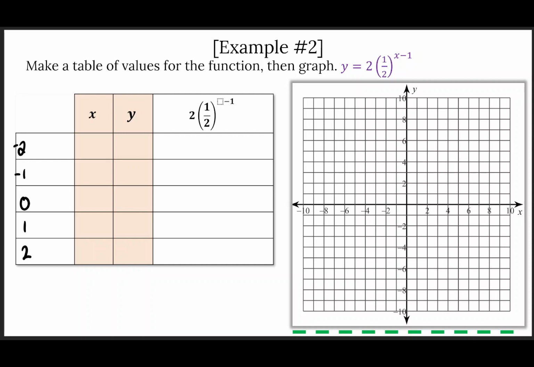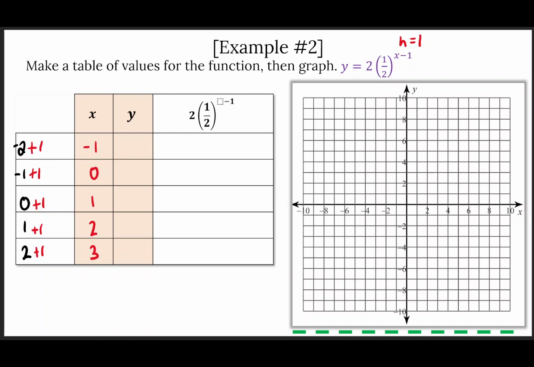We need to identify two important things here, our h value and our k value from this function. H is going to be the opposite of whatever is in the exponent. It looks like -1, so I'm going to say +1. That is what we're going to add to these numbers here to give us a better set of input values. That would make -1, 0, 1, 2, 3.